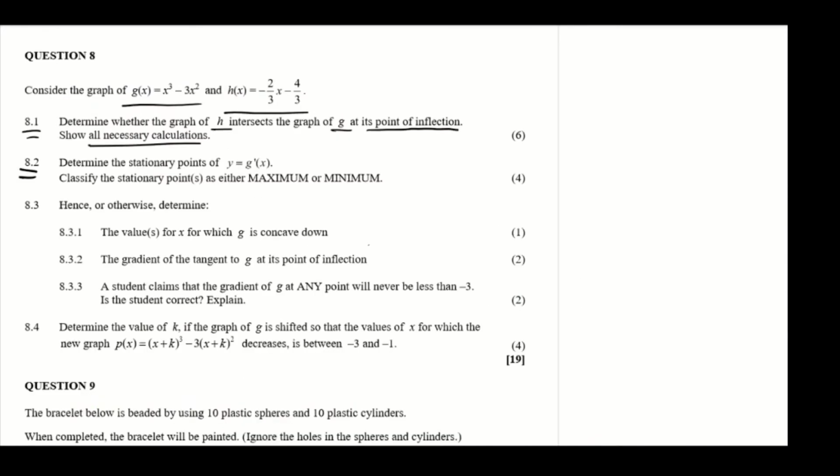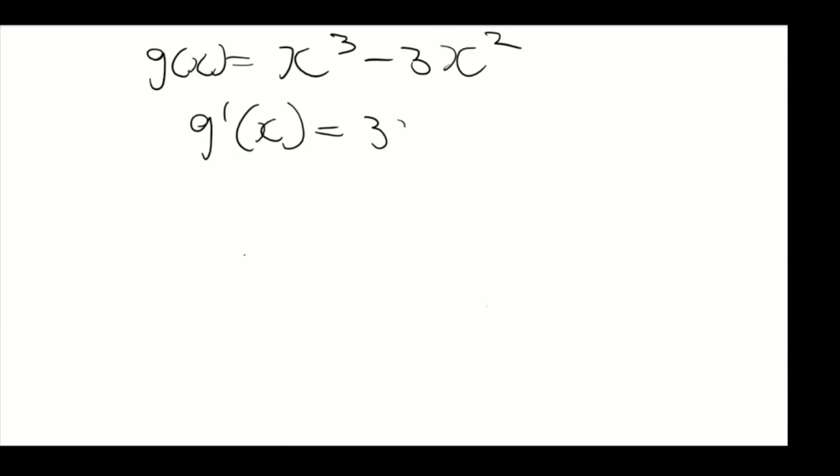So now 8.2, we are asked to determine the stationary points of y equal to g prime of x, and classify these stationary points as either maximum or minimum. So what you're going to do is identify the stationary points first. So we know that g of x is equal to x cubed minus 3x squared. So to find the stationary points, we have to find the first derivative of this cubic function, which is 3x squared minus 6x, and we equate it to 0.